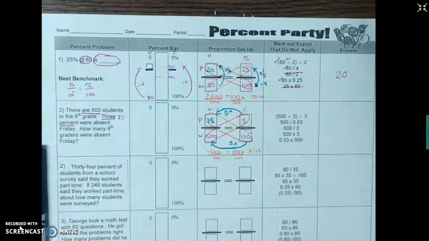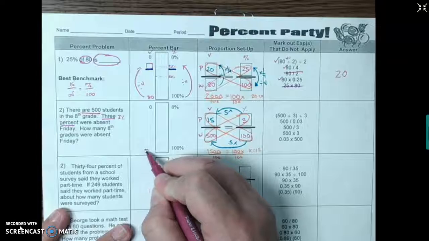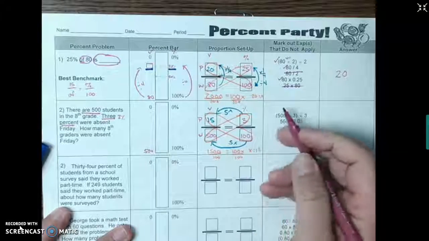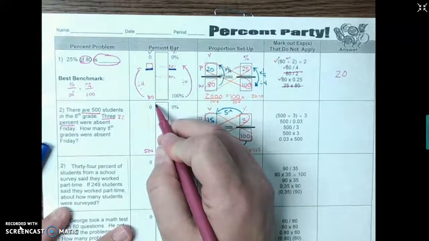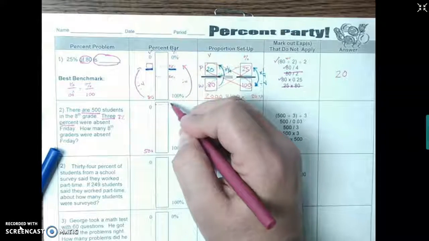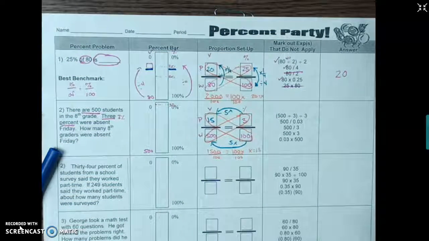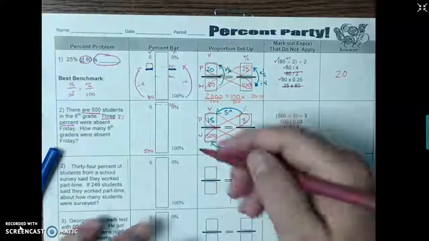Percent bar, same way. I have 100%. My 100% number is 500. I am looking for 3%, so it's going to be way down here by 0%. So here's what I would do on this one, because it's not pretty like the 25 was.